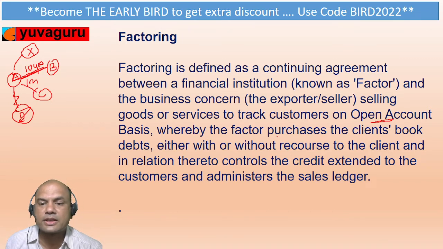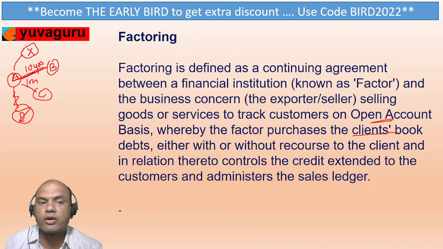Whereby the factor purchases the client's book debts. See this, book debts means what? If X bank sanctions limits to A, it purchases its book debts. It means B will pay to A, so that payment from B to A will be purchased by X. B will now not pay to A, B will pay to X.